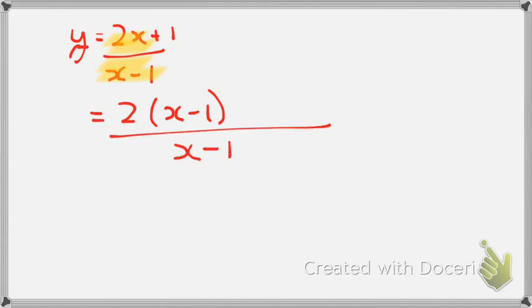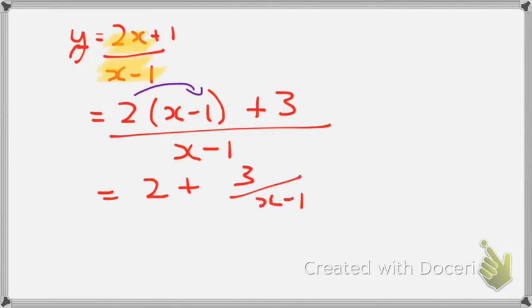And then what did I do there? Okay, I'm just going to have a sip of water. Very refreshing. So what I did here was I effectively subtracted 2, right? When I expand this bracket out, it'll be a minus 2 there. I need to get back to plus 1, so I need to add 3. So now this is 2 plus 3 over x minus 1.